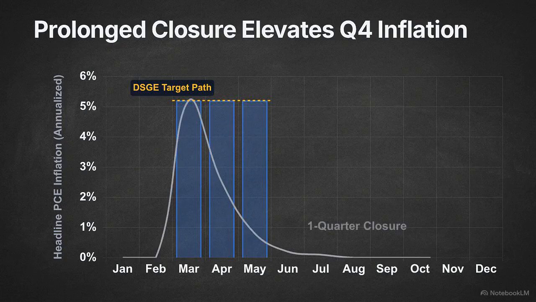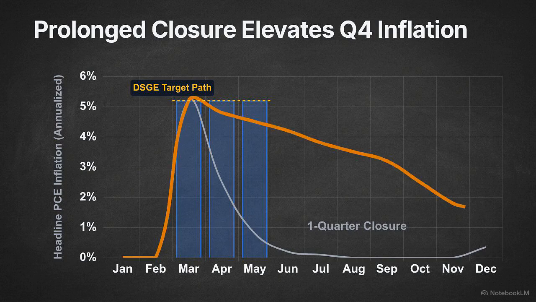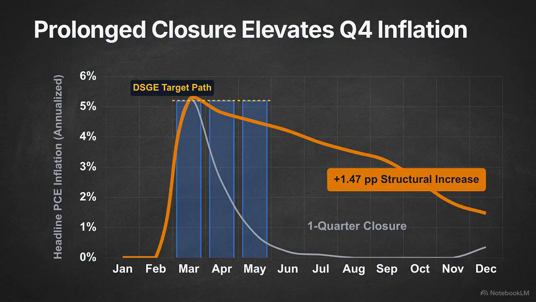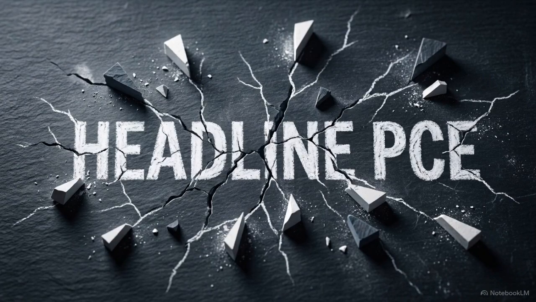For a one-quarter closure, headline PCE inflation spikes to an annualized 5.2% in March, but decays towards zero by summer. If the strait remains closed for 3 quarters, inflation stays elevated, resulting in a 1.47 percentage point increase for the 4th quarter. But headline numbers include highly volatile components.